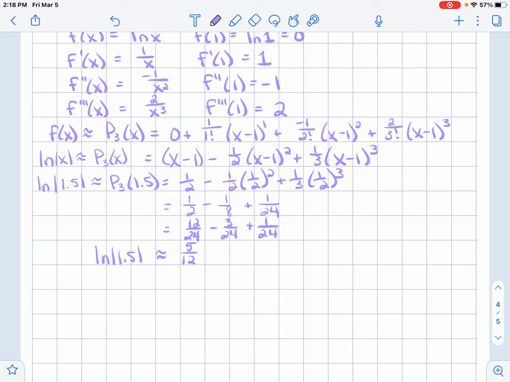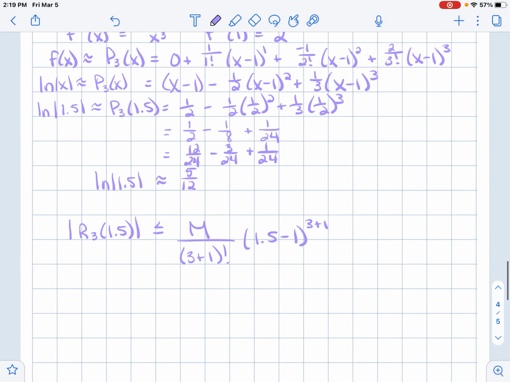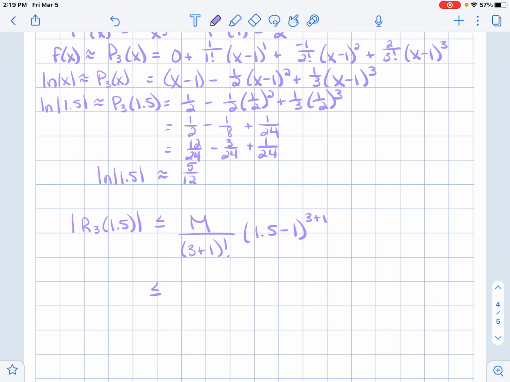Now we're going to figure out how far off we are from the actual value, or what our bounds are anyway. So we're going to find the remainder for this third order polynomial for 1.5. We know that it will be less than some value m over 3 plus 1 factorial times 1.5 minus 1 to the 3 plus 1. Okay, simplify this a little bit before I find m. m over 4 factorial, so this is m over 24. 1.5 minus 1 is 1/2. 1/2 to the fourth is 1/16. We've seen this number before. So this will be m over 384.